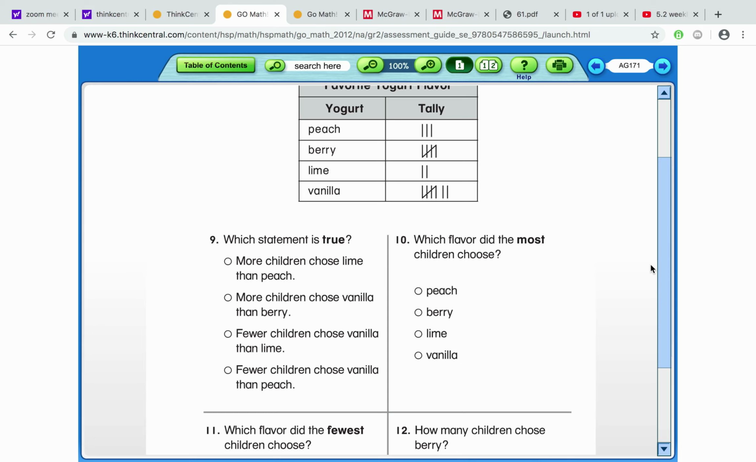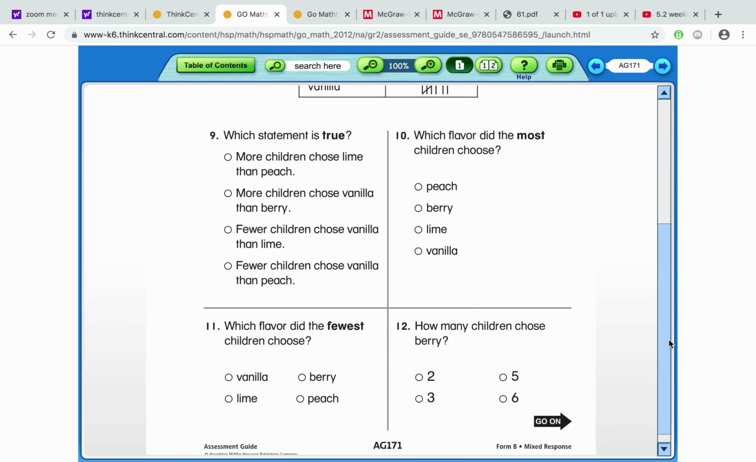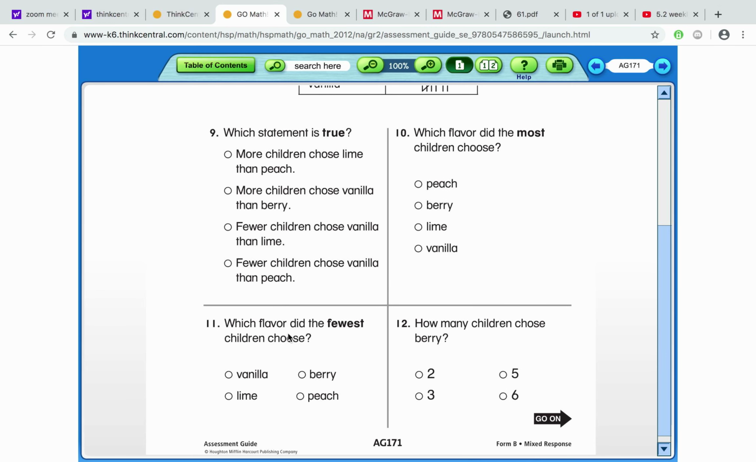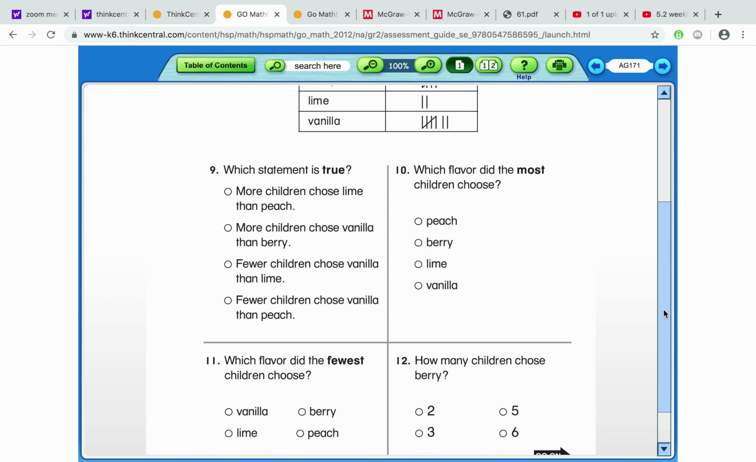Number 10, which flavor did the most children choose? So look at those tallies. Whichever one has the most tallies is the one that the most kiddos chose. Which flavor did the fewest children choose? It's important to understand what that word fewest means, the smallest amount. So you peek back up there, and which one has the smallest amount of tally marks?